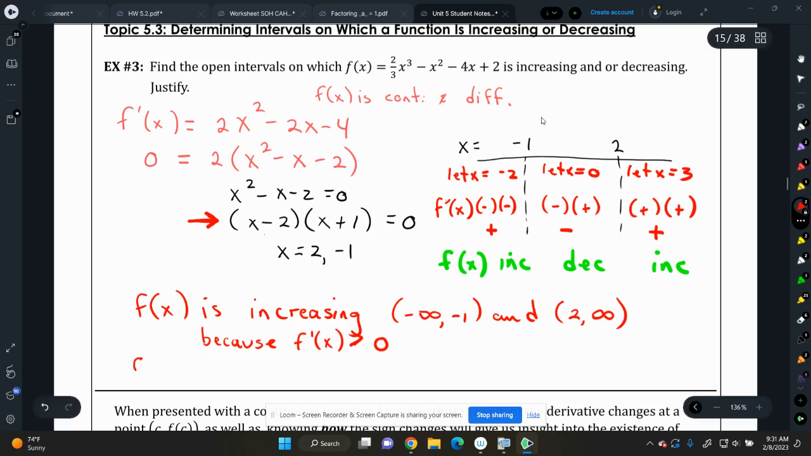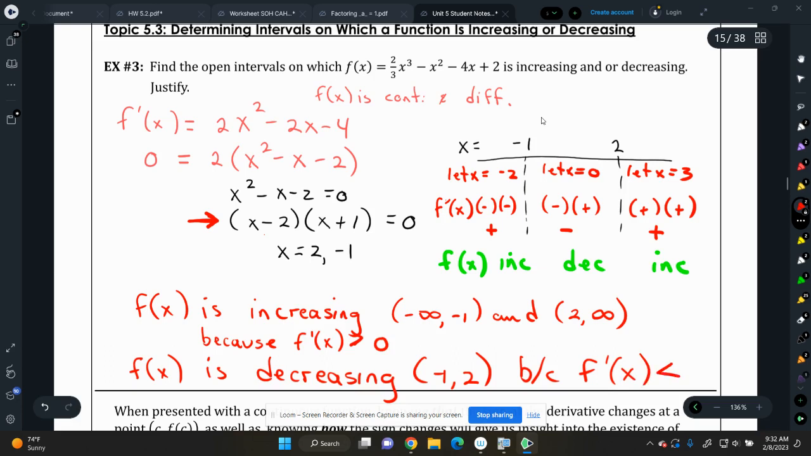So then we're going to say f of x is decreasing in the interval from -1 to 2 because f prime of x is less than 0. Okay?